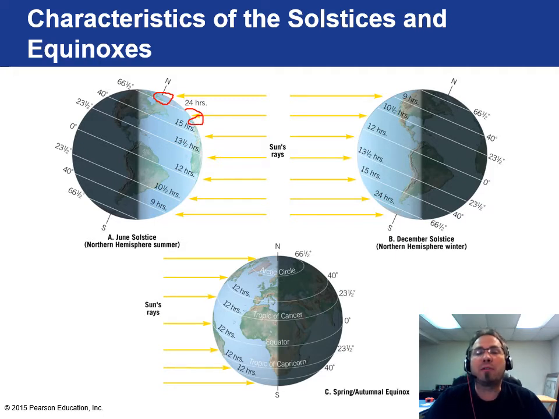Now, when the Earth is tilted away from us, the polar regions get no sun, and we get roughly about 9 or 10 hours of sun. But the southern hemisphere gets all that warmth in what would be our winter. It's their summer. And then for the spring and autumnal equinox, it's pretty much half and half. Everybody gets pretty much 12 hours everywhere on Earth.